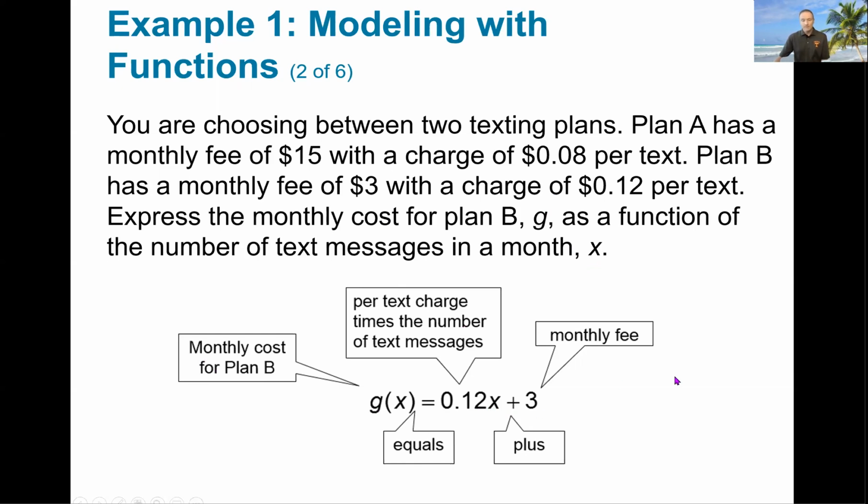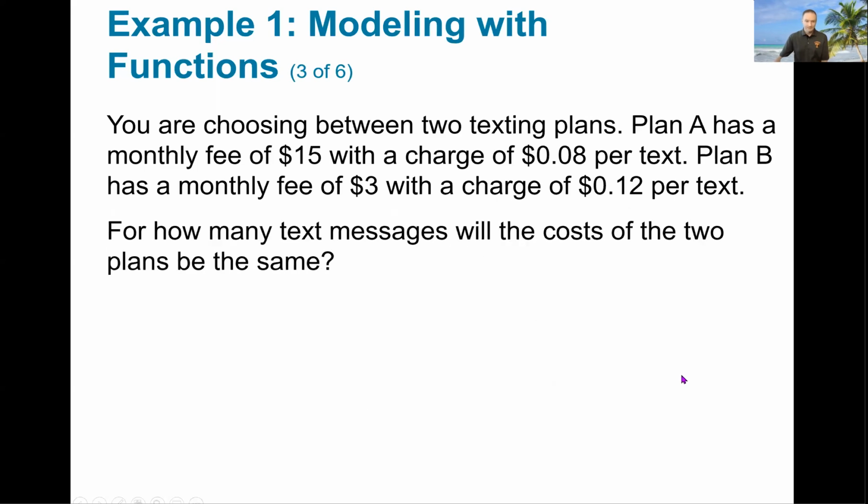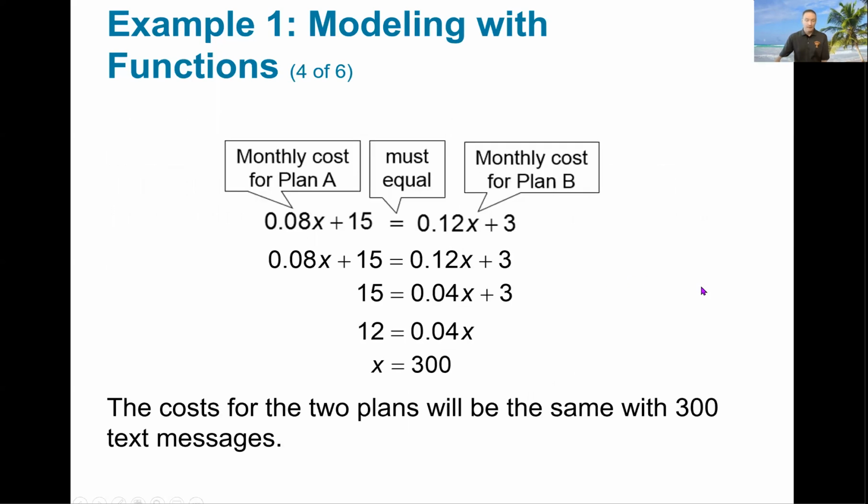Now, in all of these problems in the homework, what they're going to want you to do is find the number of text messages in this problem, or the number of x in general, that the 2 plans are equal to one another. So that's what I'm asking here. For how many text messages will the cost of the 2 plans be the same? Well, I just set plan A equal to plan B, f of x equal to g of x.